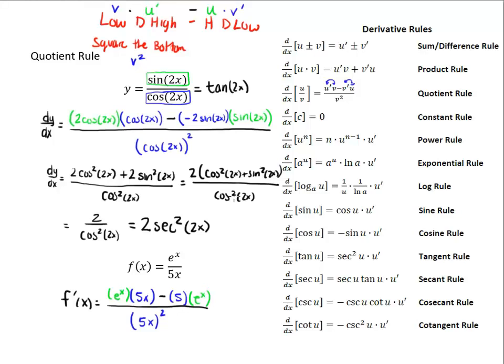So anyways, that does it. That is the quotient rule, and that finishes up all of these derivative rules that we have over here on the right. Hopefully that was a worthwhile video. Even if you just watched part of it, that's great. Hopefully it was helpful, and good luck with calculus. Calculus is awesome. There's a lot of cool stuff with calculus.